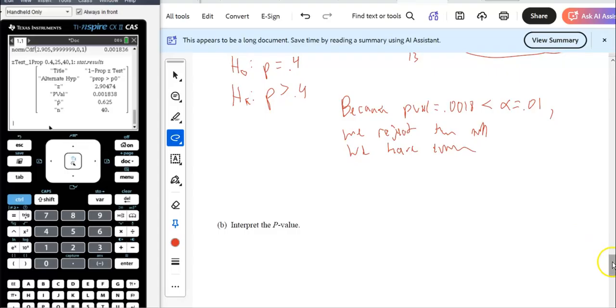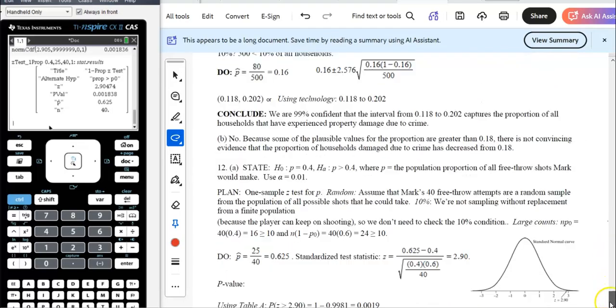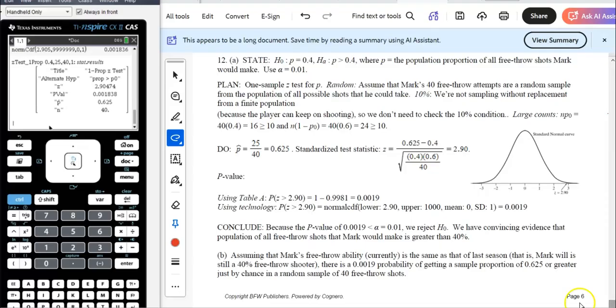Let's see what they wrote for those two, just so you have the answers. So assuming that Mark's free throw ability currently is the same as that of last season. Oh, that was last season, I didn't read that carefully. That Mark will still shoot 40% of his free throws. There's a 0.0019 probability of getting a sample proportion of 0.625 or greater just by chance in a random sample of 40 free throws. We have convincing evidence that the population of all free throw shots is greater than 40%. Yeah, so I'm just checking some of the things we did there. Good. That's the end of the review.